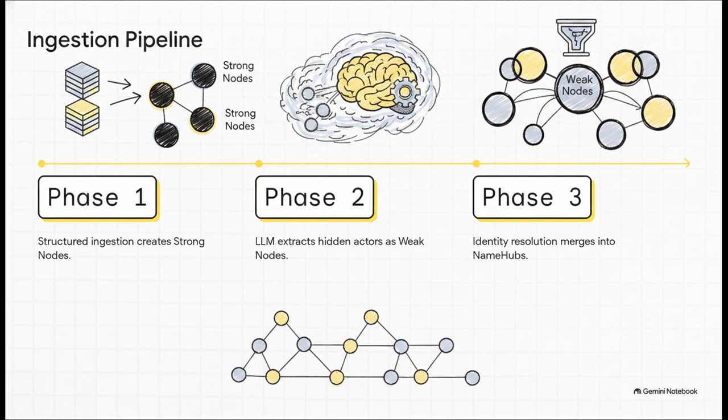three-phase pipeline. In Phase 1, they pulled out all the explicit corporate metadata, stuff like company names and ID numbers, to create what they called strong nodes. Then, in Phase 2, they unleashed an LLM onto that dense text to hunt down the hidden actors, classifying those as weak nodes. Finally, in Phase 3, they cleaned up all the messy data using strict alphabetical tokenization to merge duplicates into these things called name hubs. That created one beautifully clean, unified identity graph of the entire Swiss economy.